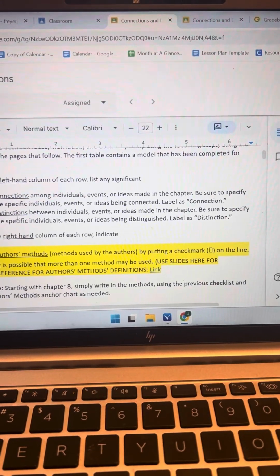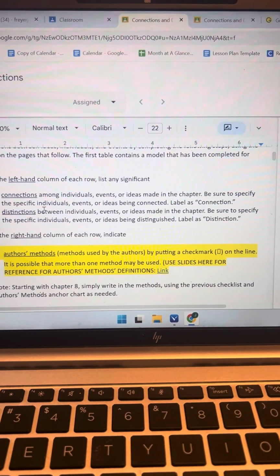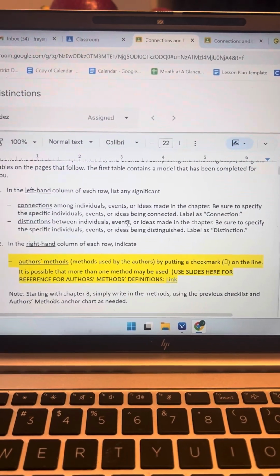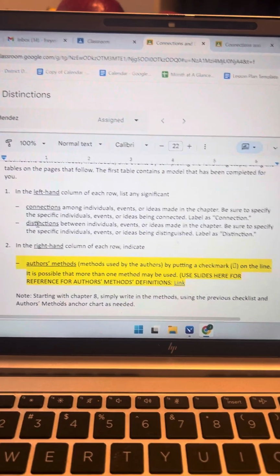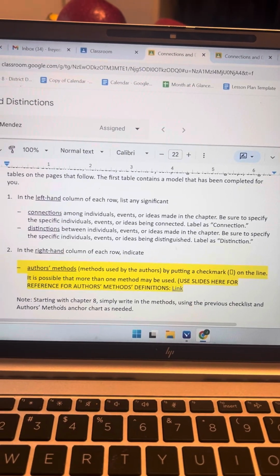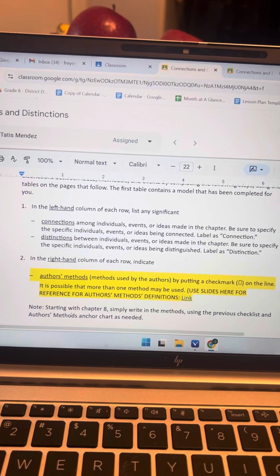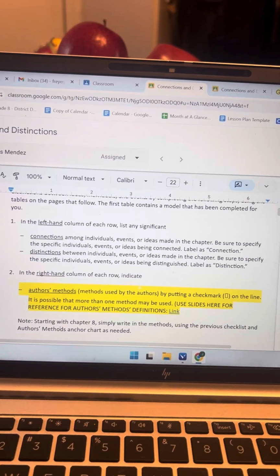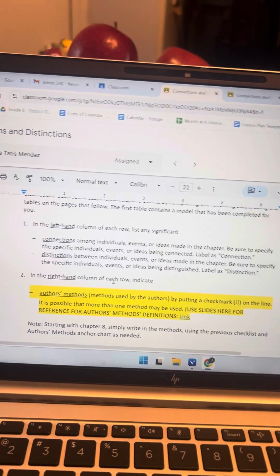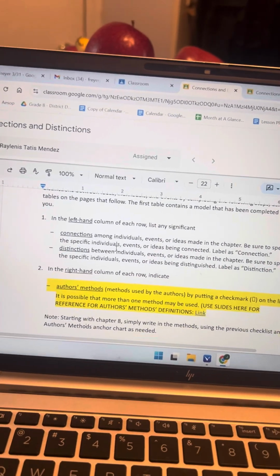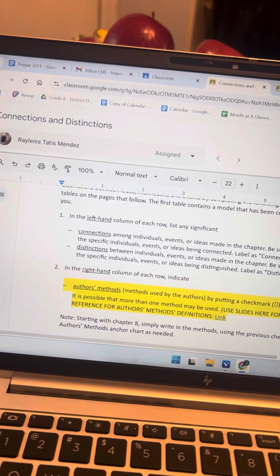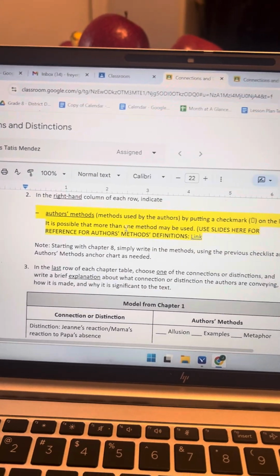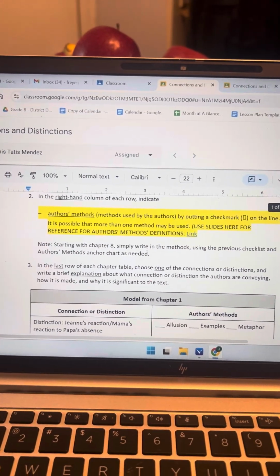Or you could make a distinction. Some chapters have distinctions or differences between individuals, events, or ideas made in the chapter. So if there are two people, places, or things in the chapter that are completely different, you would call that a distinction, and you would label it as a distinction. So again, as you read each chapter, you want to be able to identify a connection or a distinction. You also want to be able to identify the correct author's methods for each chapter.